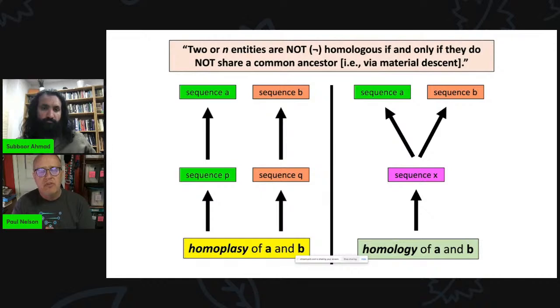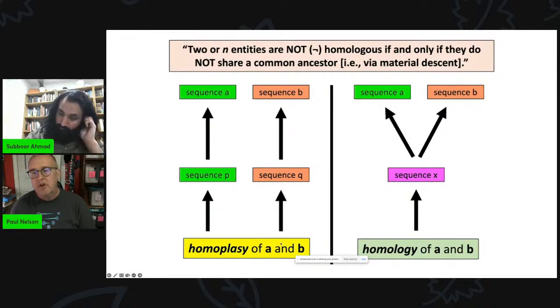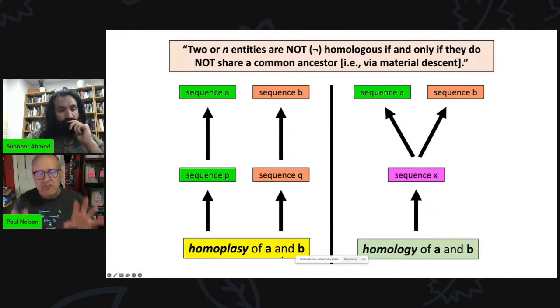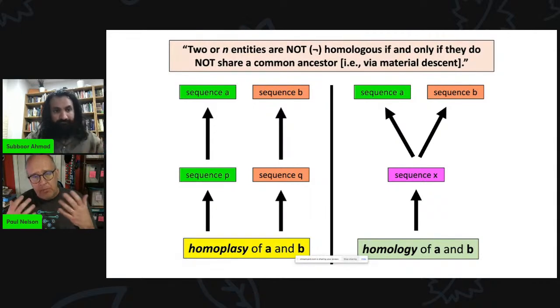this definition, or these definitions, one for homology, one for homoplasy, in a way that ought to be intuitively clear to you, right? So here we have X as our common ancestor for A and B. Here, the common ancestor to these two sequences does not exist. These causal lineages run back to independent starting points. So at this level of analysis, this should be clear and obvious, right? You either have common ancestry or you don't. And what I think I'll be able to show you is these end up collapsing into each other in a way that's really pernicious.